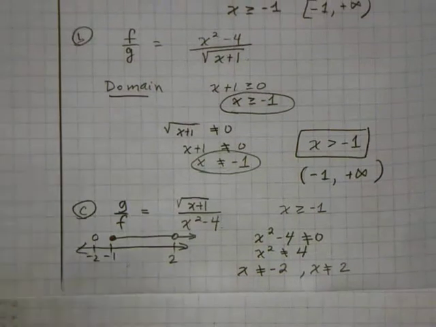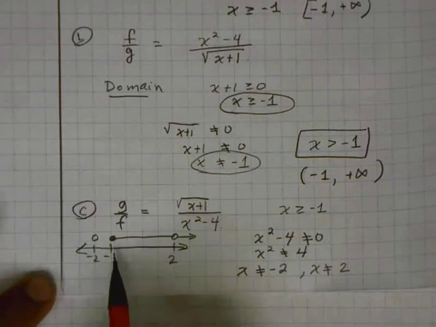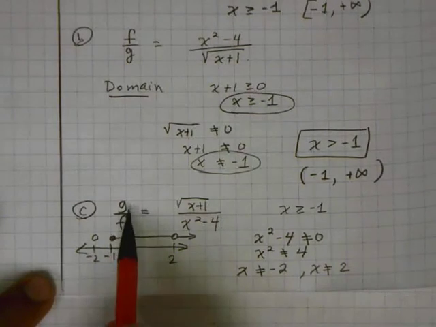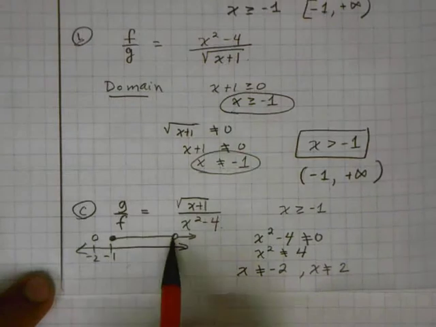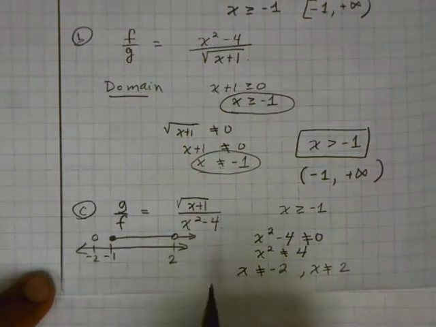Okay, so I just wanted to finish that last example from the previous video. I have x here, the domain of this expression g over f. X has to be greater than or equal to -1, but it cannot be equal to +2. It also cannot be equal to -2.